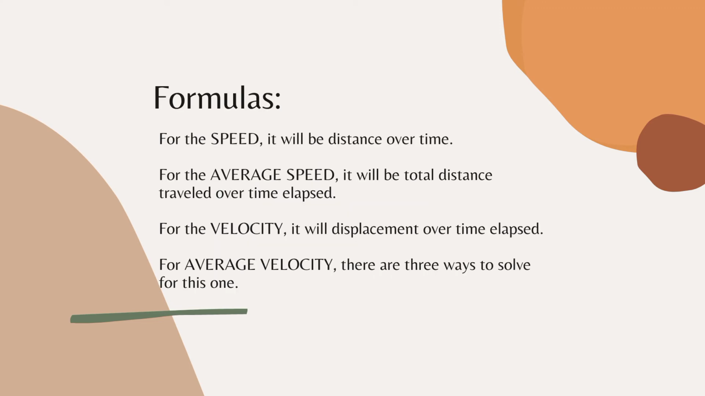Let us talk about the given formulas. For the speed, it will be distance over time. For the average speed, it will be total distance traveled over time elapsed. For the velocity, it will be displacement over time elapsed. For average velocity, there are three ways to solve for this one.